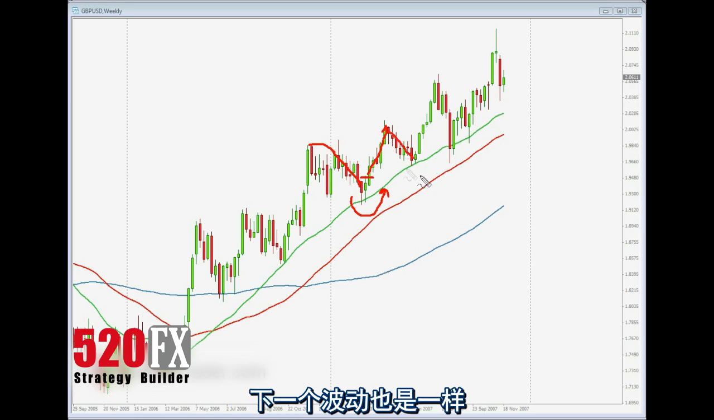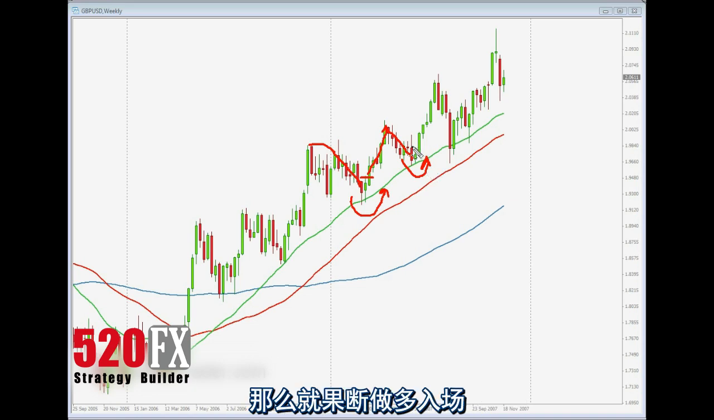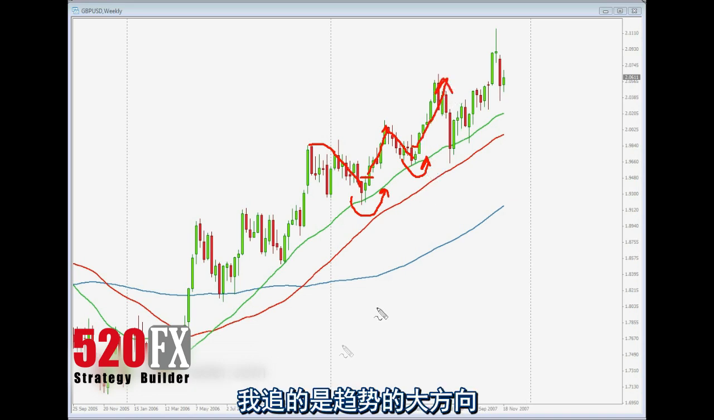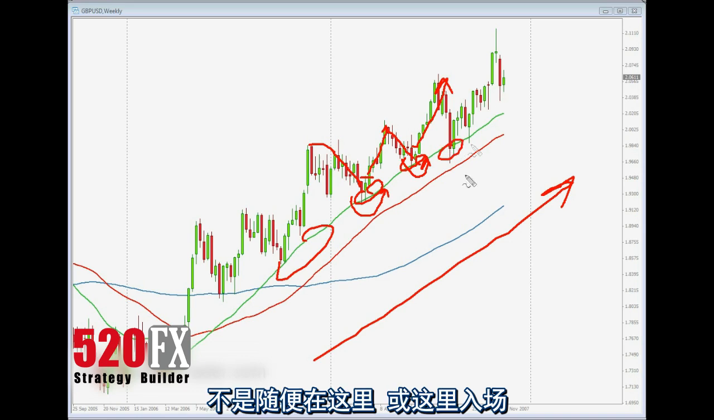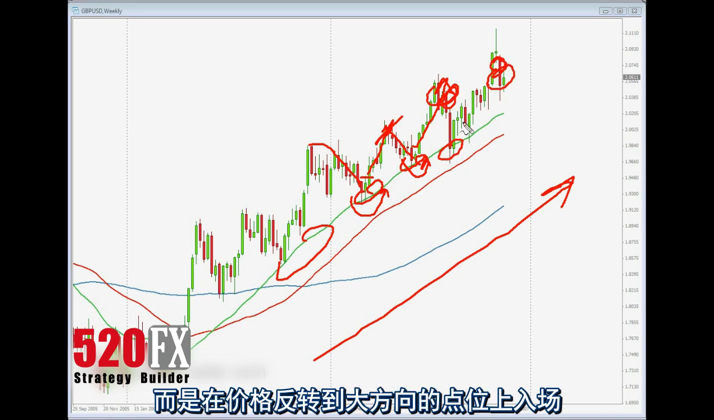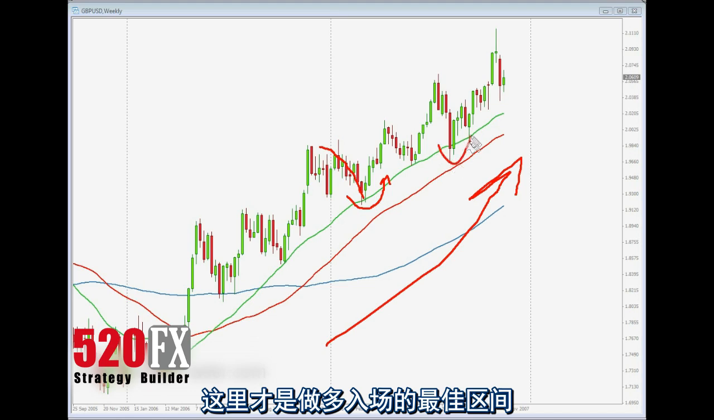And the next swing over, the same thing. Is the dynamic area holding the retracement? If it is, bang, there I go. I want to be long because I am in the direction of the main trend. I am going long at the right time of the chart. I'm not going long here or here or here. No. I'm going long as price pulls back and then begins to curl around in the direction of the main trend. That's the beautiful area you want to enter long from.